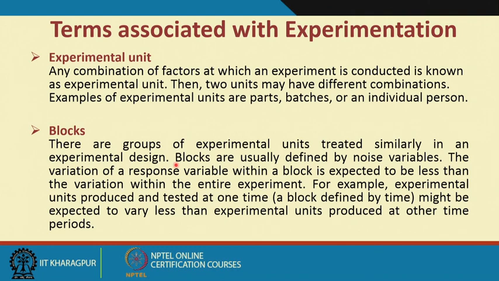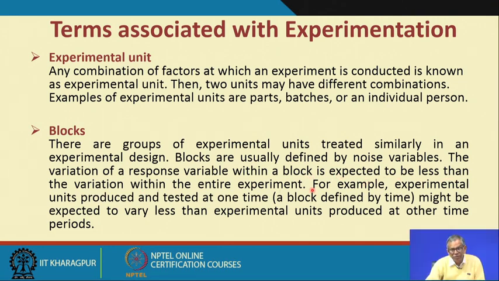That means their characteristics are of one type, and that's why they may be treated separately. Each group should be treated separately or uniformly. Then each group of experimental units is referred to as a block. So blocks are usually defined by the noise variables. The variation of a response variable within a block is expected to be less than the variation within the experimentation.